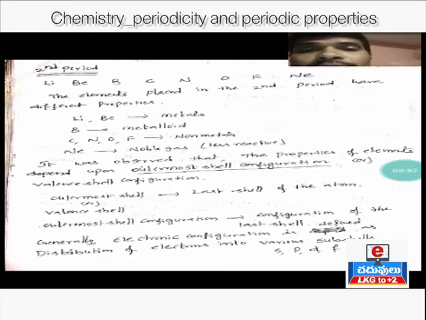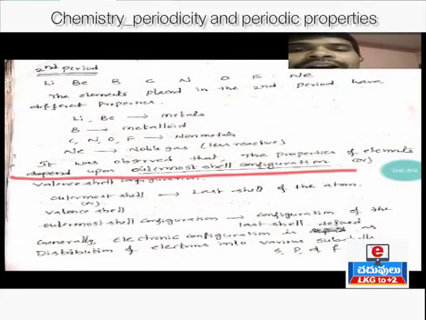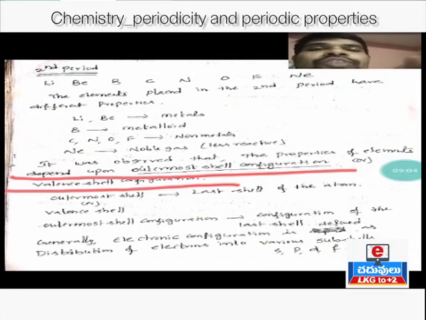Here what I told: the physical and chemical properties of the elements depend upon outermost shell configuration or valency shell configuration. It is a most important point. It should be noted. Okay, clear?